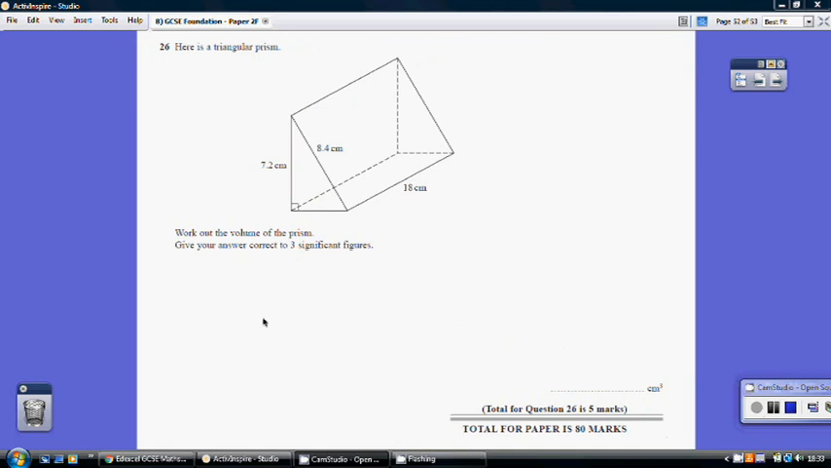Question 26. Now to work out the volume of a prism, you start off by working out the area of the cross section, so in this case the area of the triangle, and then secondly you multiply this by how deep the prism is. Now to work out the area of a triangle, it's half times base times the perpendicular height, so half times base times 7.2. But obviously the problem we have is we don't know the length of this base. So our starting point is to work out this length of the right angled triangle using Pythagoras.